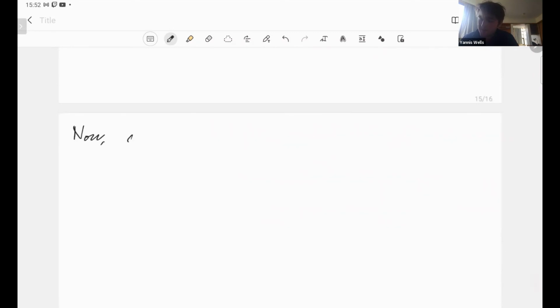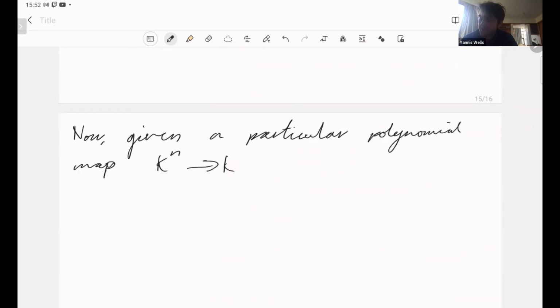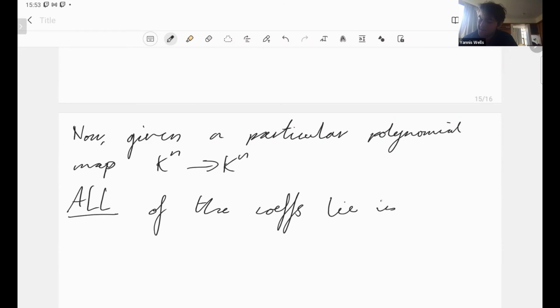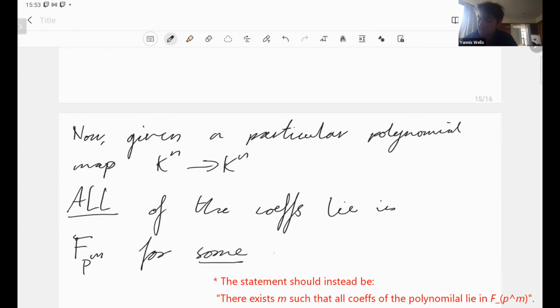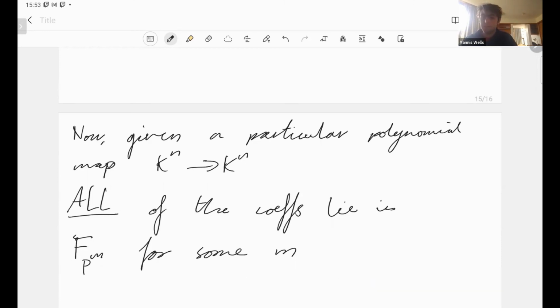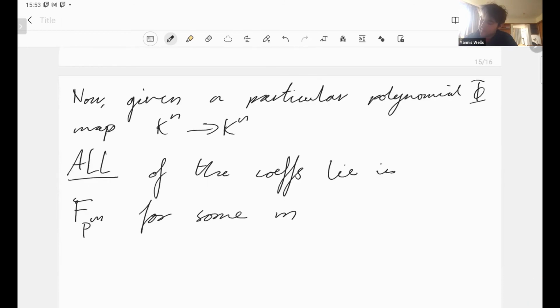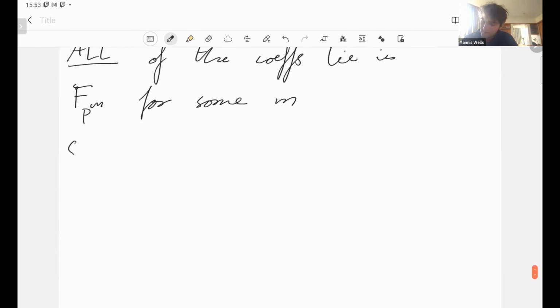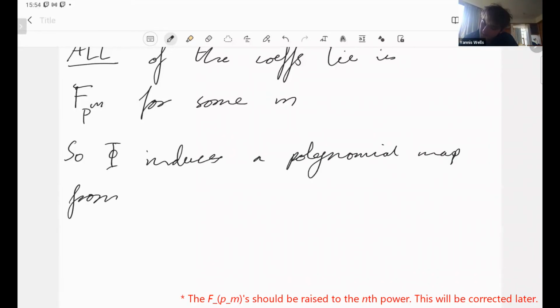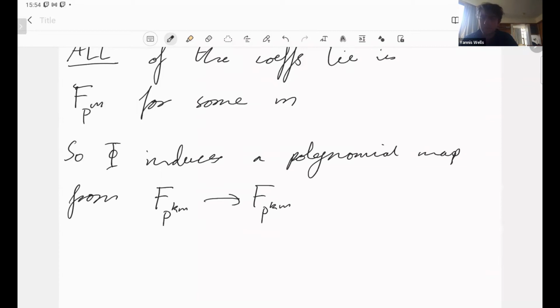Now, given a particular polynomial map from K^n to K^n, all of the coefficients lie in F_{p^m} for some m. So we find some m for which all of the coefficients lie in F_{p^m}. I'm going to label this phi. So what this means is that phi induces a polynomial map from F_{p^{mk}} to F_{p^{mk}} for every k.